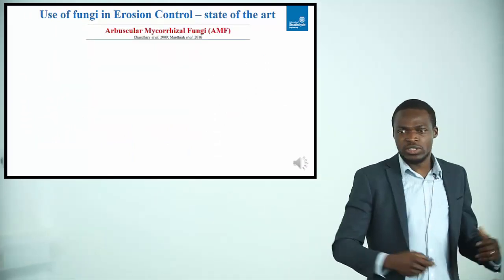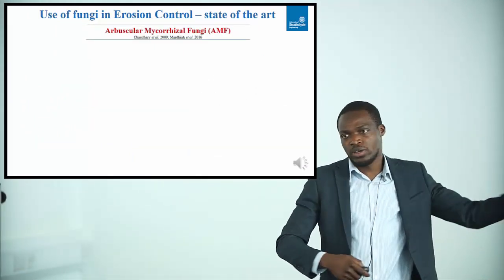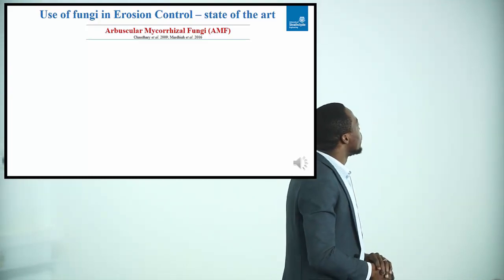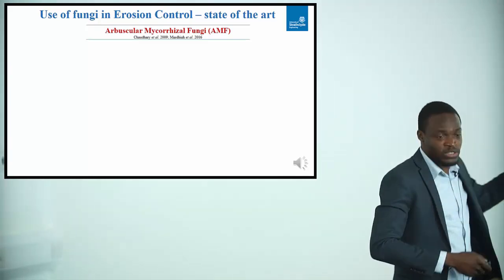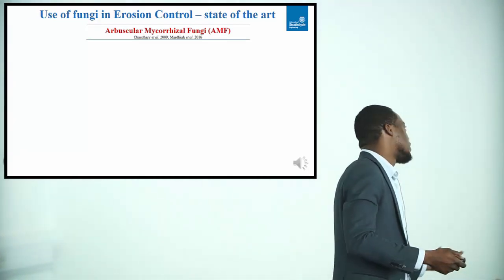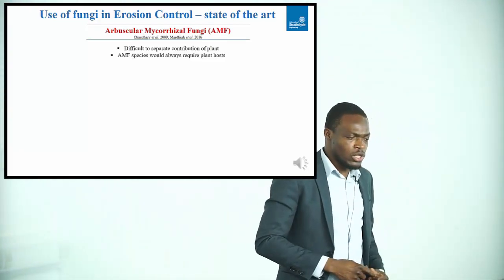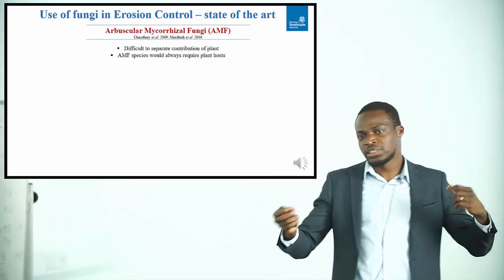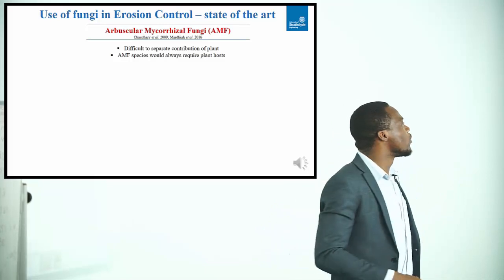There has not been so much study in applying fungi to erosion in the soil. But of the few we've been able to filter out, we see that most of the studies, like I said, have been using arbuscular mycorrhizal fungi. And this makes it indeed difficult to pick out what the contribution of the fungus is from what the contribution of the plant is. There's been a lot of debate going on with that.